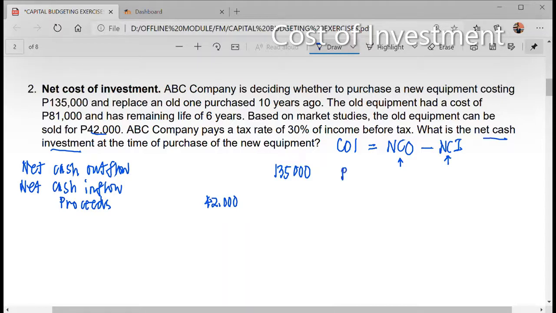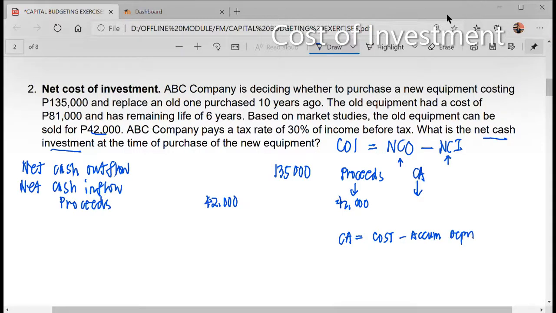So going back, you compare the proceeds to the carrying amount. Okay? So here, what is our proceeds? That's 42,000. And what is our carrying amount? Since the carrying amount is not given, we need to compute for it. So how do we compute the carrying amount? The carrying amount is equivalent to your cost minus your accumulated depreciation.